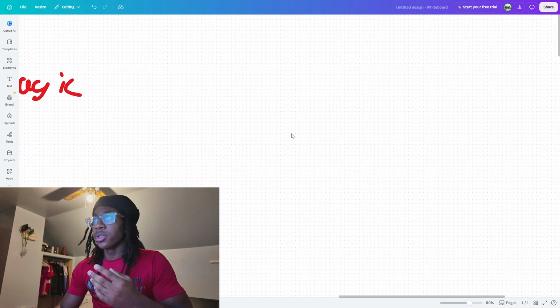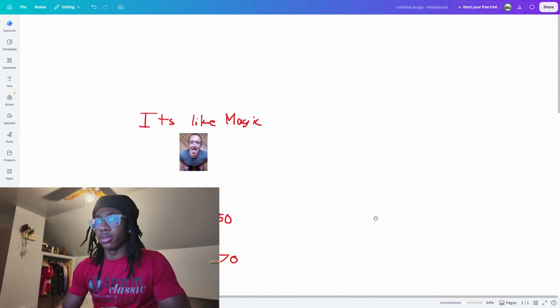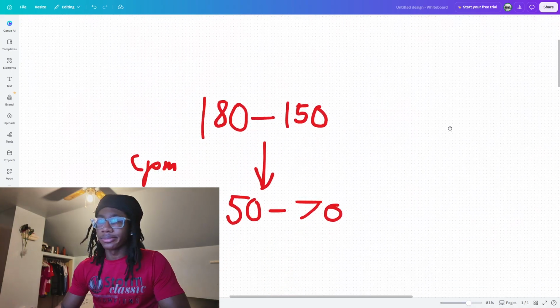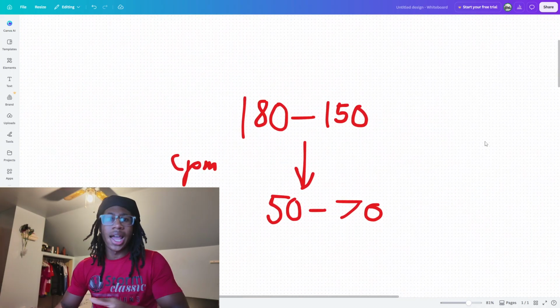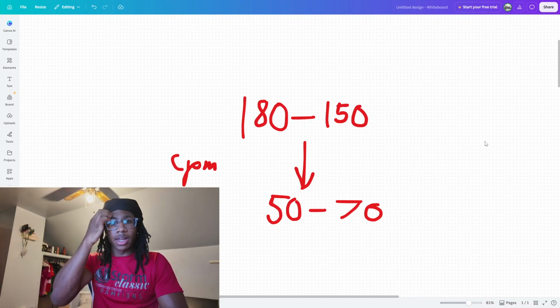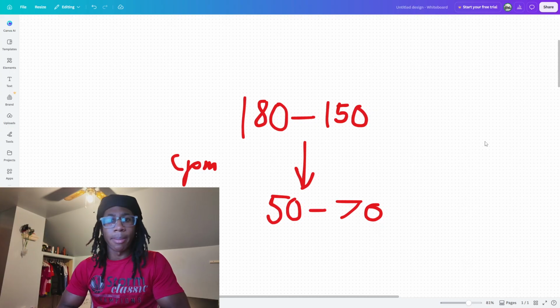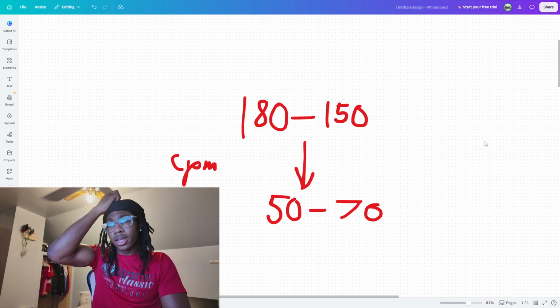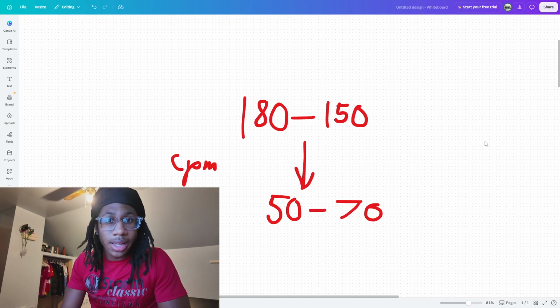A couple weeks ago, these were my CPMs, right? I had like 180 to 150 CPMs. I'm like, bro, why is it so high? You feel me? I don't understand why. I don't think my niche is that popular, so why are my CPMs so high? And we're going to get into that.